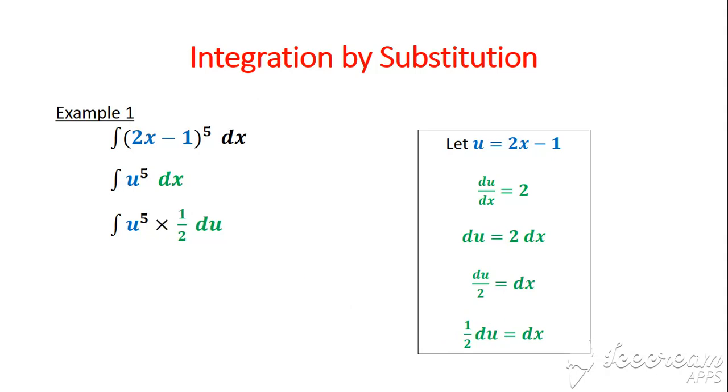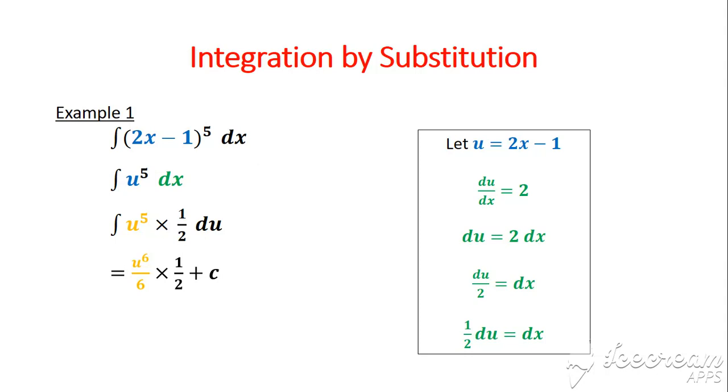So now we've got this expression where we're going to integrate u to the power of 5 times a half with respect to the variable u. So basically it's integration, but instead of using x's, we're now talking about u's. So let's integrate u to the power of 5. We add 1 to the power to get u to the power of 6 over 6. We've still got that times half, which is not going to change anything. But now we plus our constant c. So we've just integrated using u as our variable instead of x.